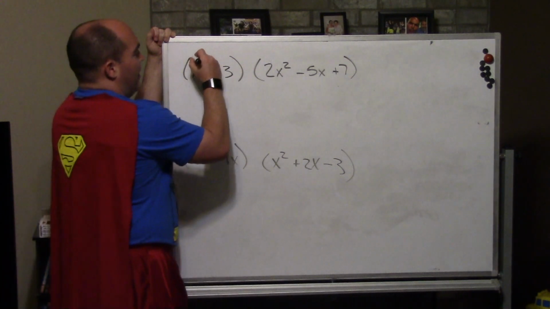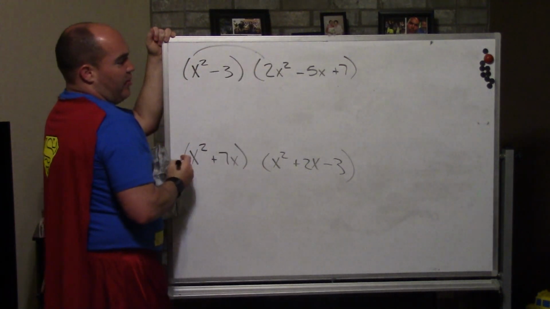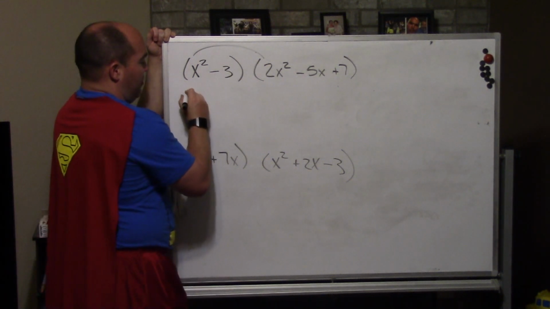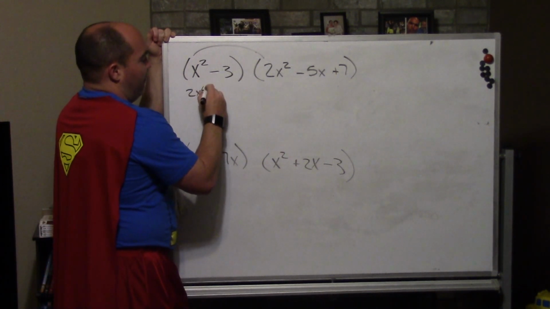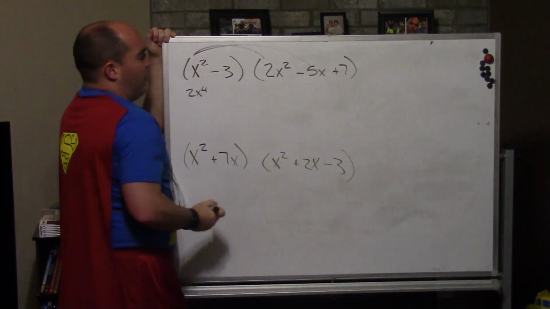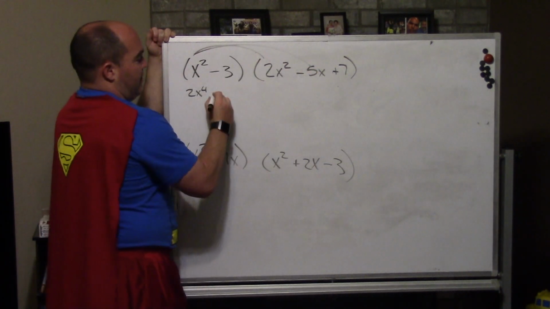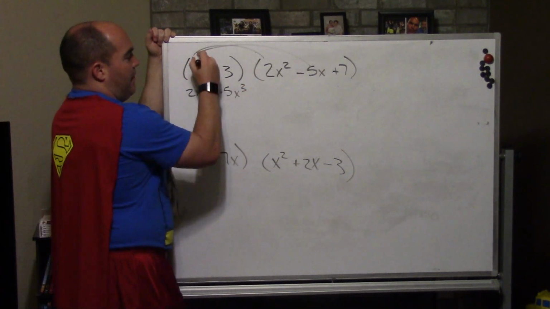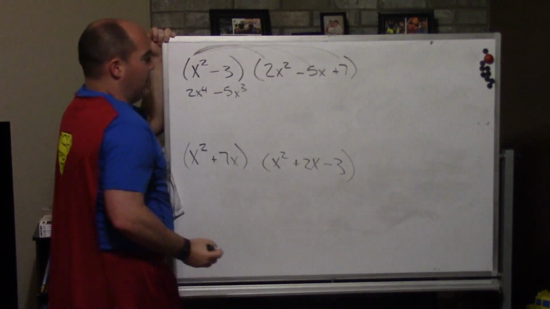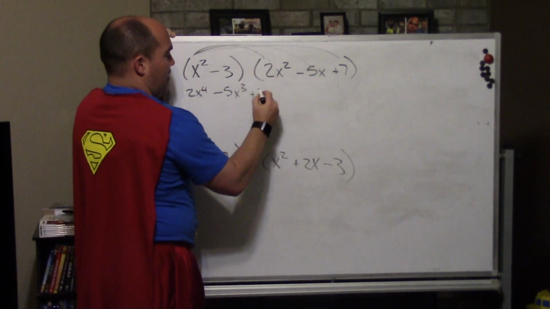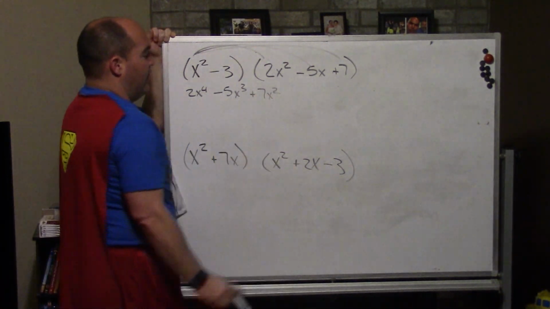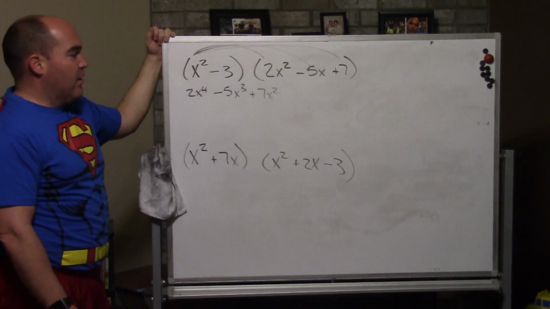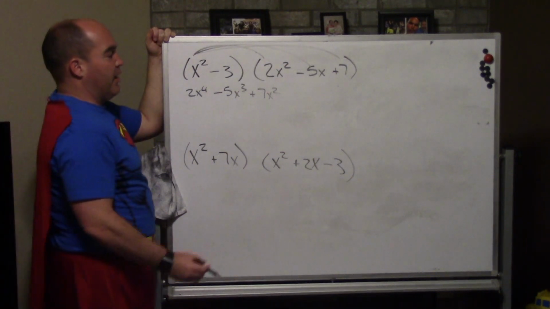Alright, so x squared times 2x squared. So I got to remember my exponent rules, and we talked about those. So that is 2x to the fourth. X squared times negative 5x is going to be negative 5x cubed. And then x squared all the way times the 7 is 7x squared. So I got a lot more exponents this time to deal with, and that's fine. Okay, I just got to make sure I deal with them correctly.